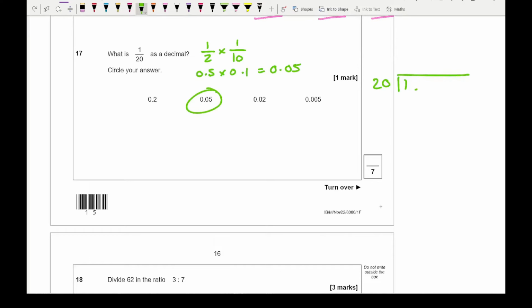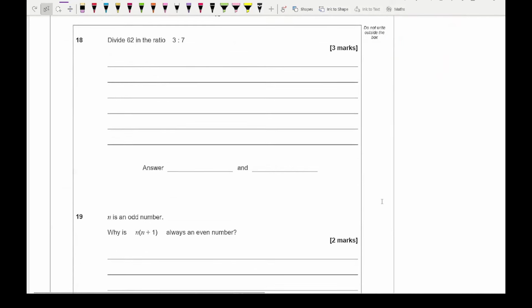Another way you can do this is basically divide 1 by 20. So 20 doesn't go into 1, so we add a 0, carry the 1. 20 doesn't go into 10, so carry the 0. And we carry the 10 over to the next 0. So then how many 20s go into 100? That's going to be 5. So then our correct answer is 0.05.